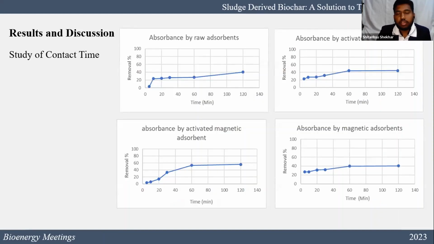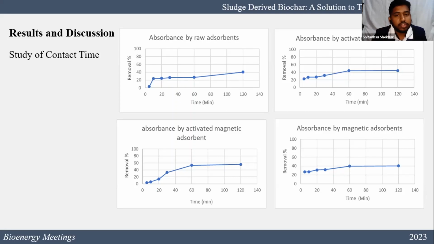I worked with four types of biochar. First was raw, then I activated it, then I made some biochar with a magnetic effect, and some that is activated magnetic. First I studied the contact time. The trend showed that after 120 minutes, it shows a straight line. So maximum adsorption was achieved at 120 minutes.